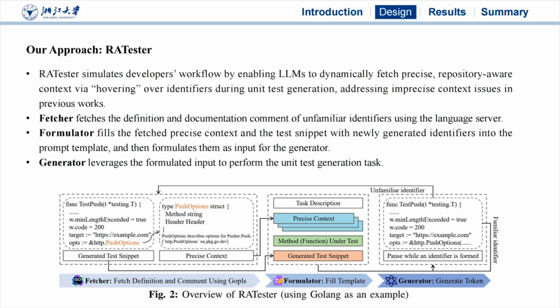RATester has 3 main components. Fetcher fetches the definition and documentation comment of unfamiliar identifiers using the language server. Formulator fills the fetched precise context and the test snippet with newly generated identifiers into the prompt template, and then formulates them as input for the generator. Generator leverages the formulated input to perform the unit test generation task.